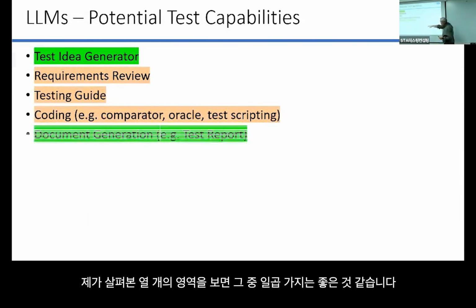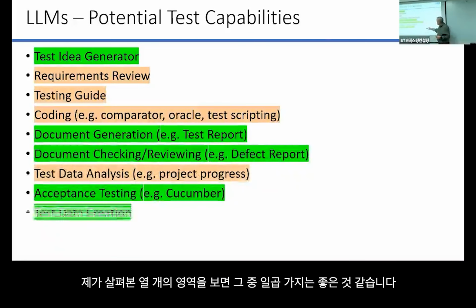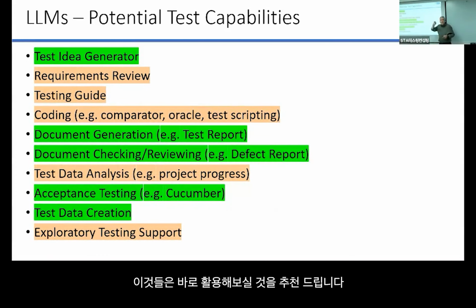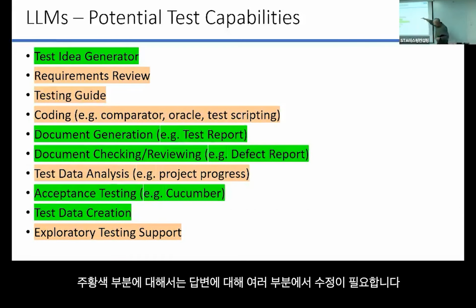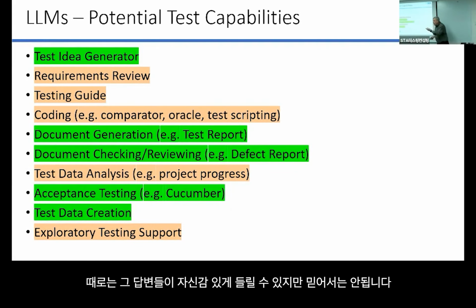So if we look at the 10 areas that I looked at, and I've shown you about 7 there, the ones in green I think are great. These are things I would recommend that we use straight away. The ones in this orangey colour need work, because as they are, they're quite dangerous: they sound confident, but you can't trust them.